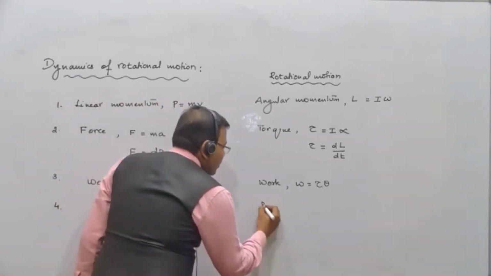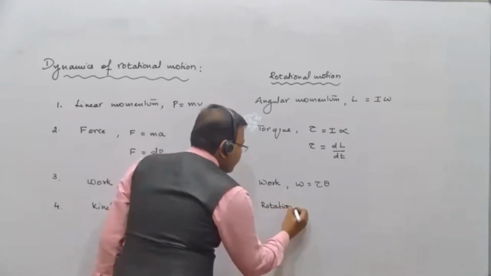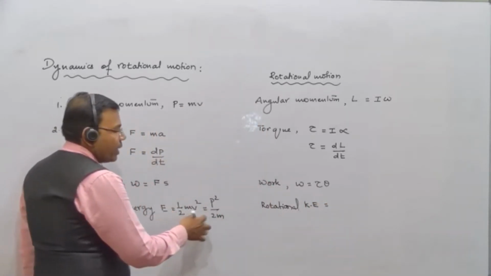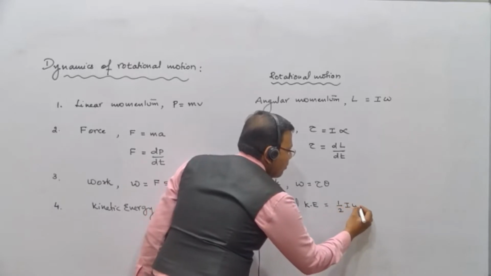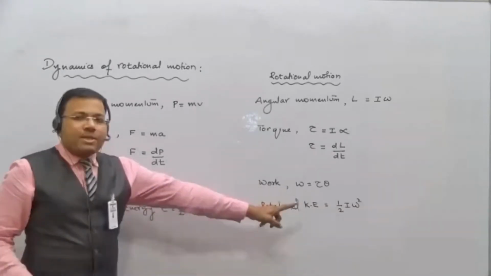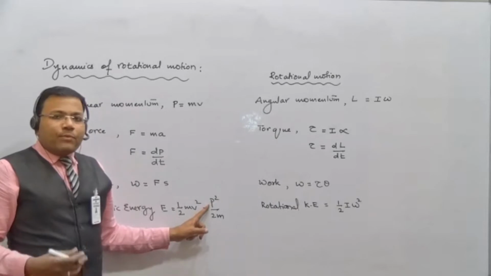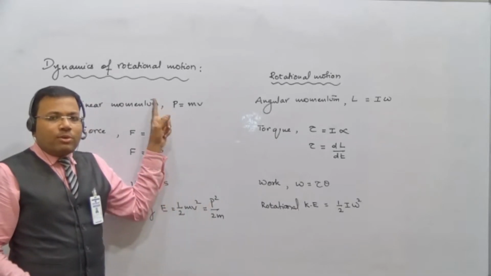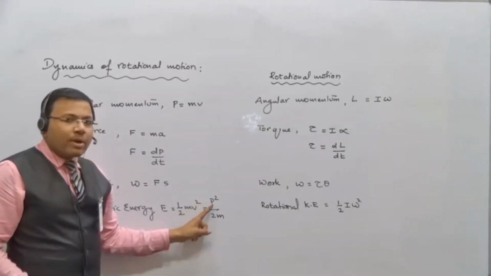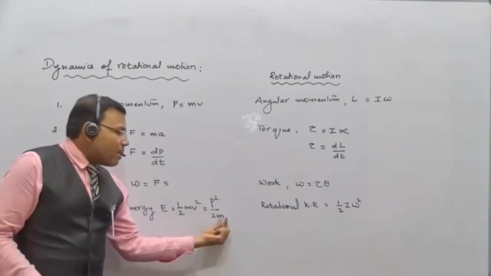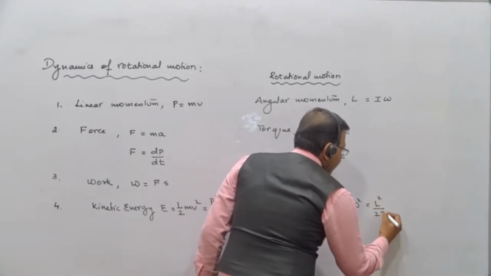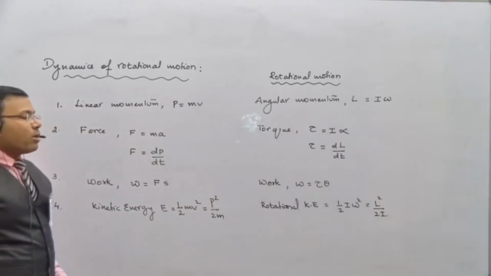Here we speak about rotational kinetic energy, which we write as half I omega square instead of half mv square. The reason: mass is replaced by I, and linear velocity is replaced by angular velocity. The next formula, P, is the momentum. Here we speak about linear momentum, there angular momentum, which we denote by L. So the second formula becomes L square by 2I, where I is the moment of inertia. That's the formula for rotational kinetic energy.